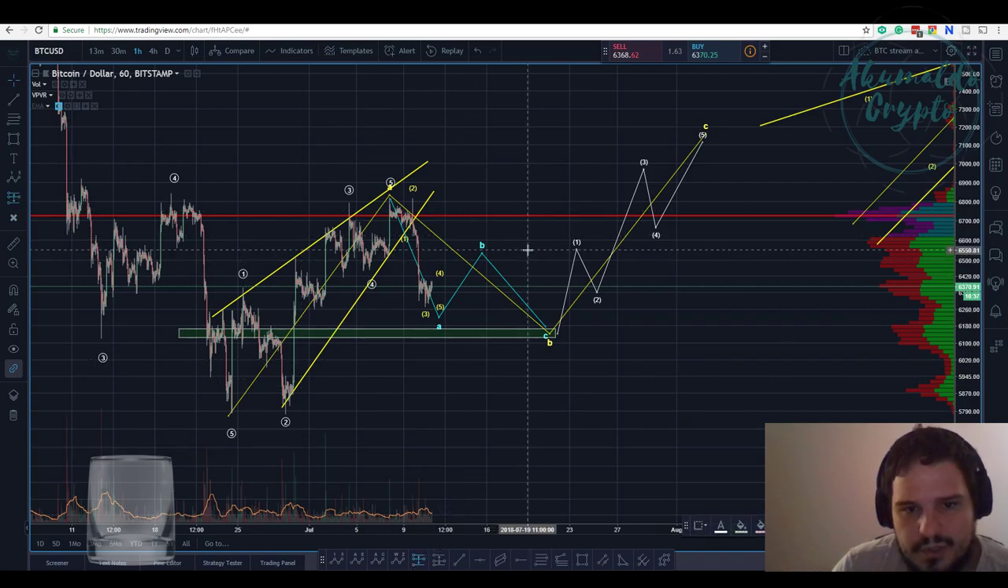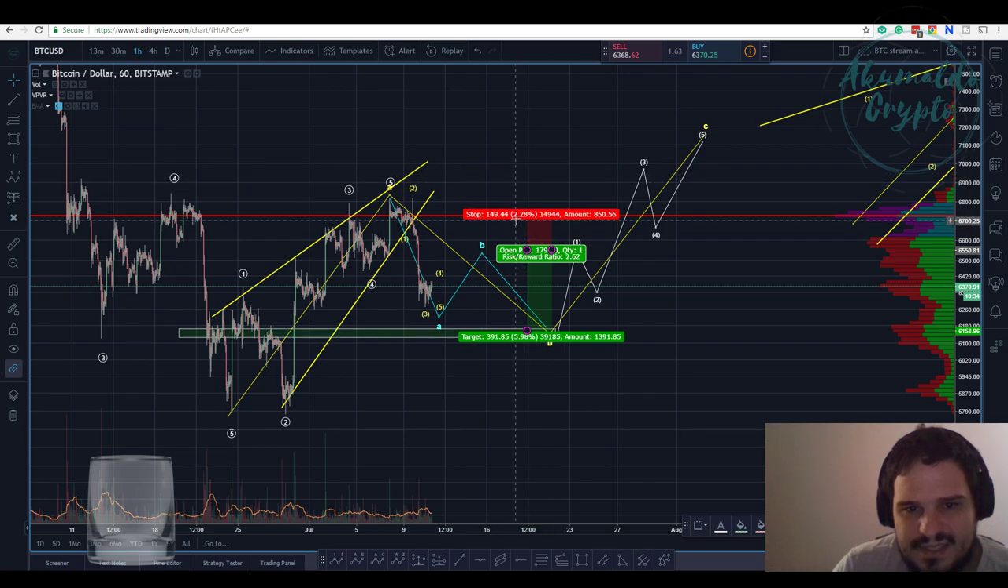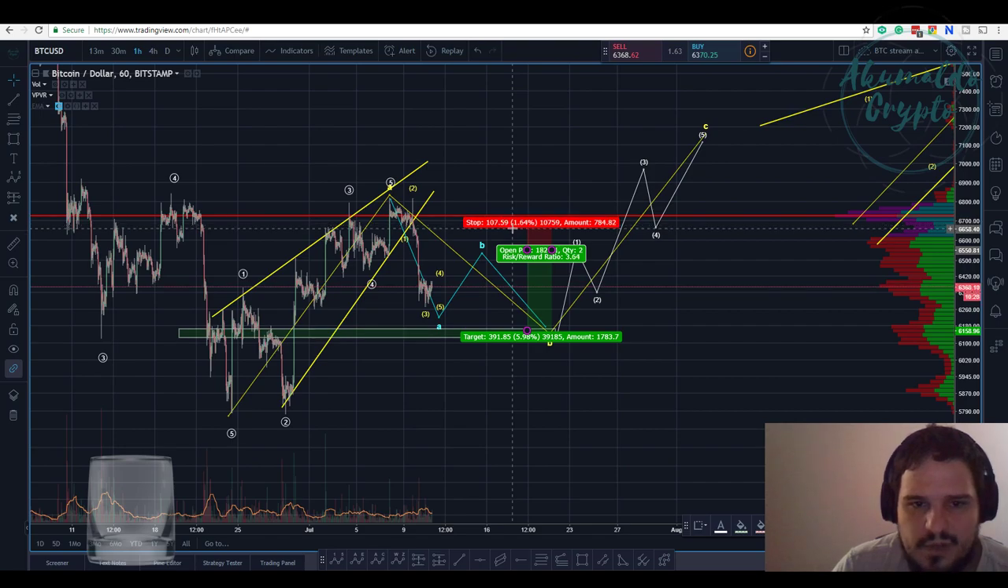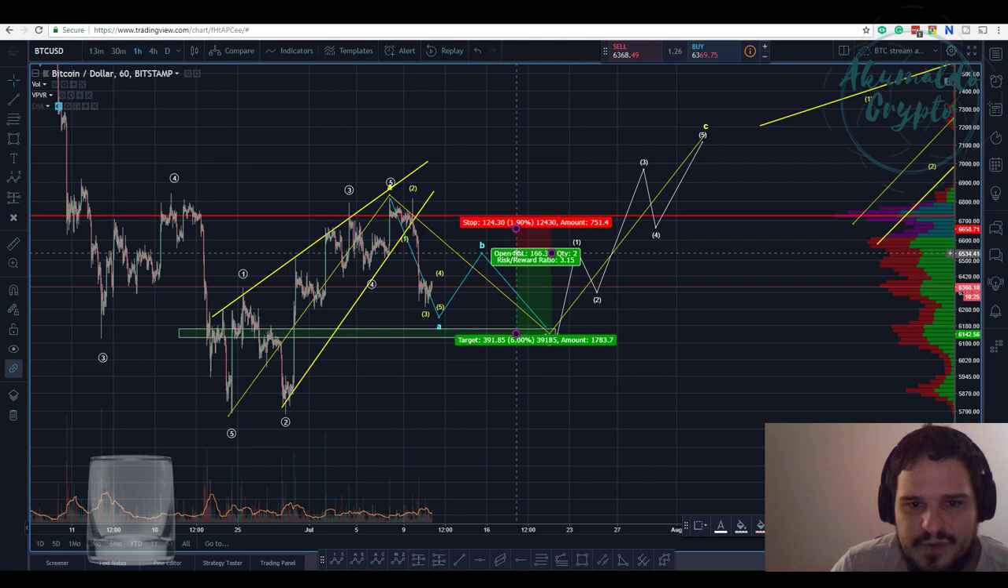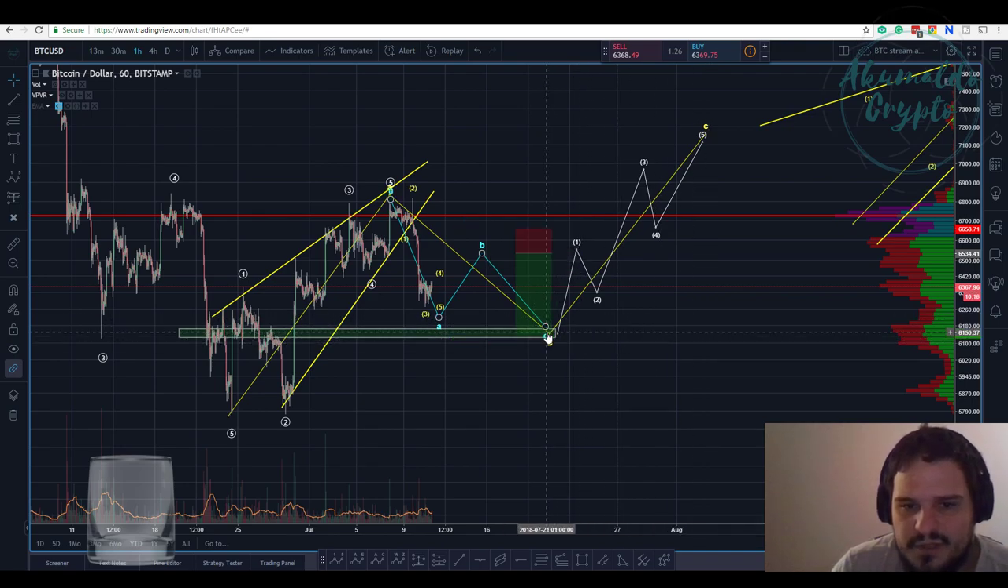This is my short. Yes. I would put it in the region of wave one here because it's an obvious resistance. But if you are shorting here, and this is a 3.15 risk reward, if you're assuming that C is going to go down here, this is a setup.